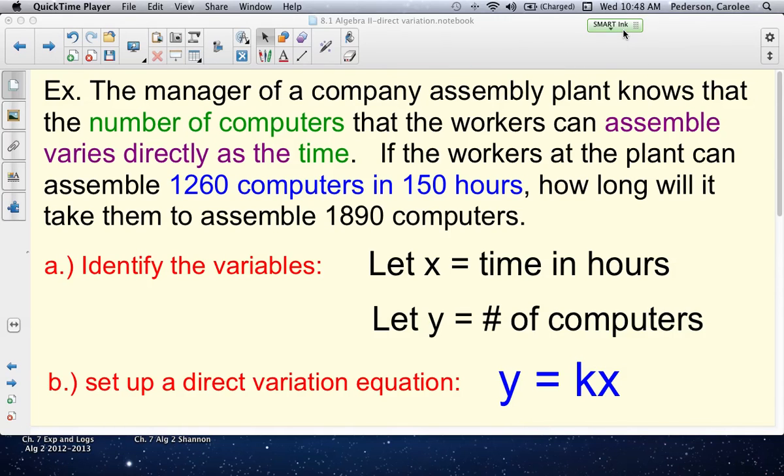This is 8.1, part 2. This is a word problem. I would recommend that you write down the highlighted pieces that I am going to highlight for you.